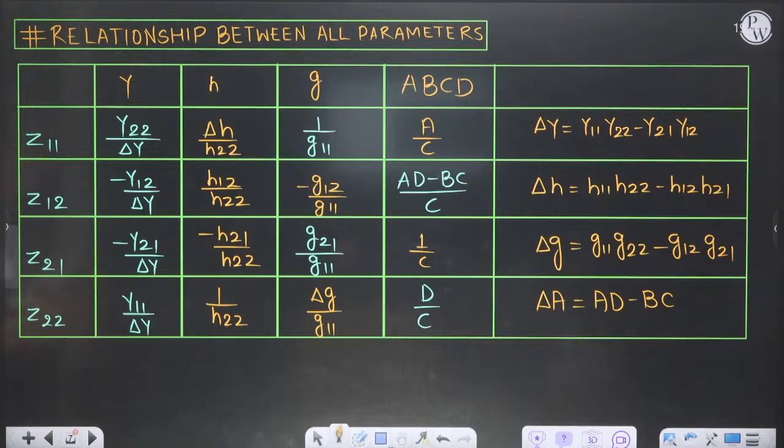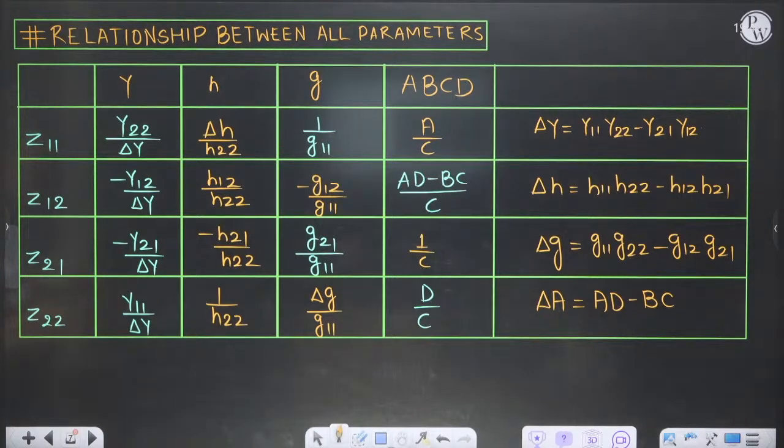Okay, so in terms of Y parameter it will be Y22 upon delta Y, minus Y12 upon delta Y, minus Y21 upon delta Y, and Y11 upon delta Y. Yes, it is good. And in terms of ABCD, A by C, (AD minus BC) by C, and 1 by C, and D by C. Okay, and in terms of H parameter, delta H upon H22, H12 upon H22, minus H21 upon H22, and 1 by H22. Yes, okay, it's good.